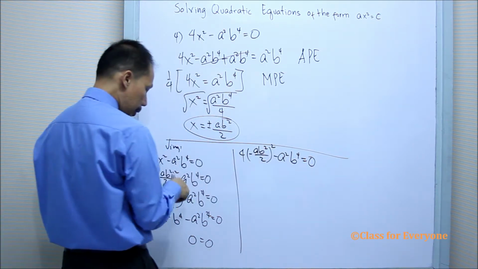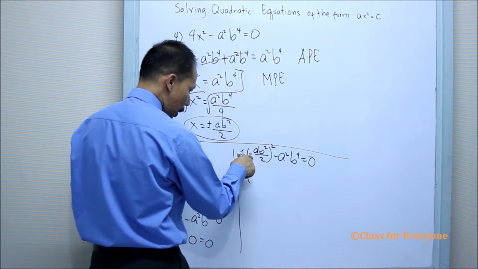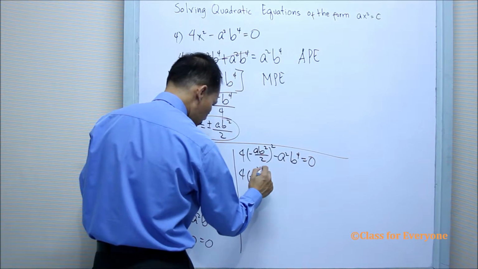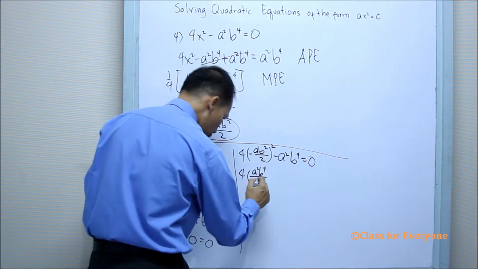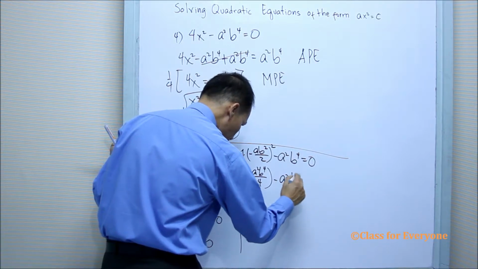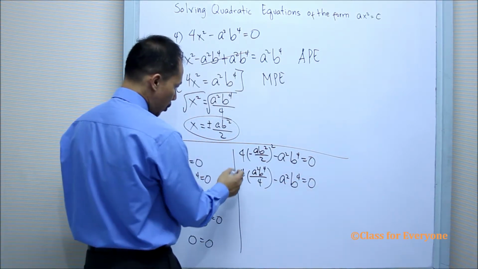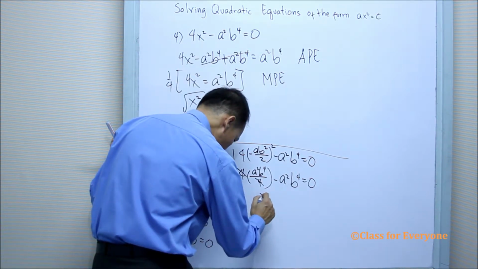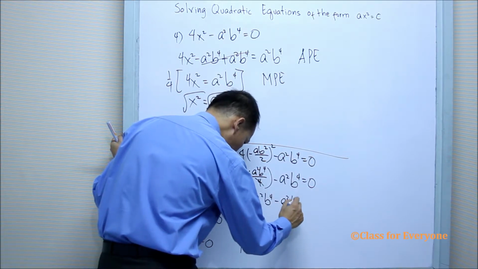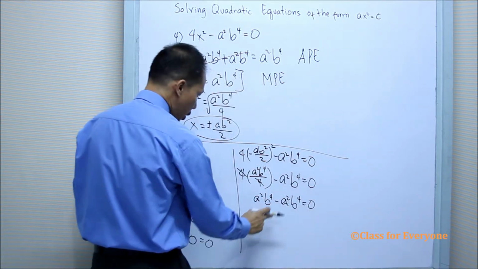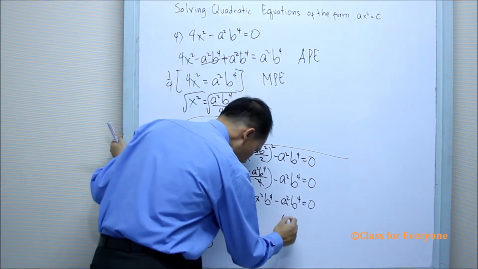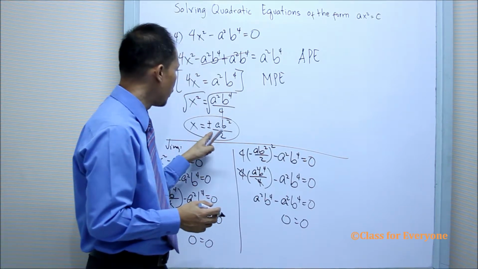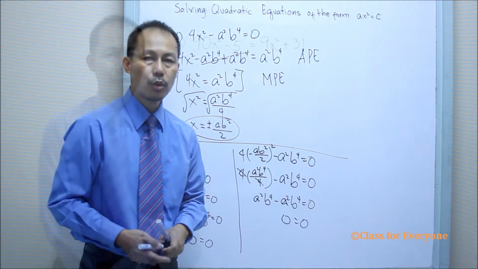You have to square this. So 4 times negative is positive ab squared, which is a squared b to the fourth, because we have to square this term, all over 4 minus a squared b to the fourth equals 0. Multiplying, we can divide this out, and then this will now be a squared b to the fourth minus a squared b to the fourth equals 0. Any term minus itself is 0. So therefore, our roots are positive, negative, ab squared all over 2.